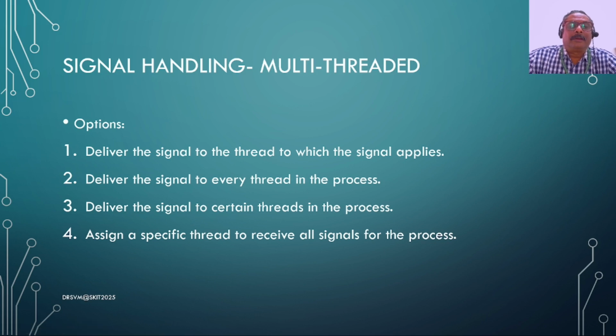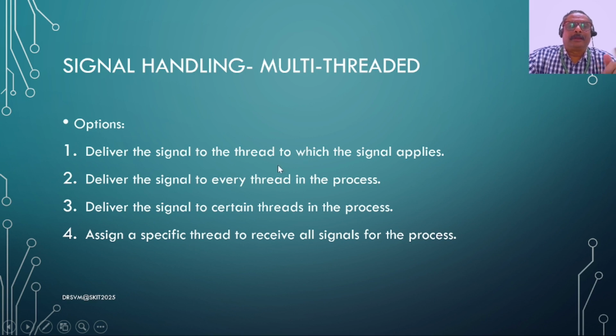That signal may come with a label that this signal is meant for this particular thread. In that case, it applies only to that particular thread. Otherwise, the signal may be applied to every thread. Some signals, like an emergency siren, should be applied to all the threads in the process, or to certain threads in the process, or we can make one thread receive all the signals of the process.